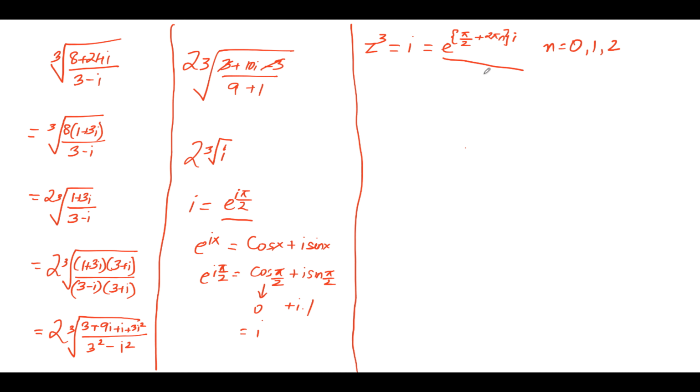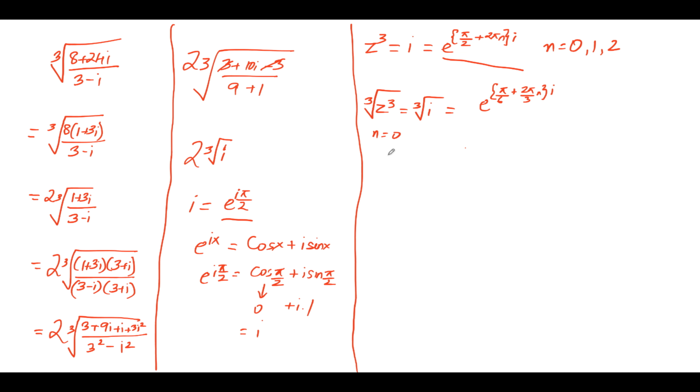Before we start solving this, we're going to take the cube root here. So the cube root of z cube is nothing but the cube root of i, that's what we are supposed to find, which is equal to e power (pi by 6 plus 2 pi by 3 times n), the whole multiplied by i, right? Now let's substitute n is equal to 0.